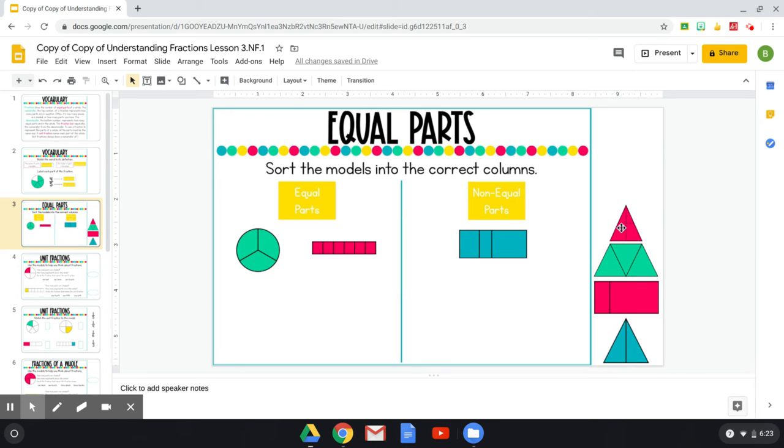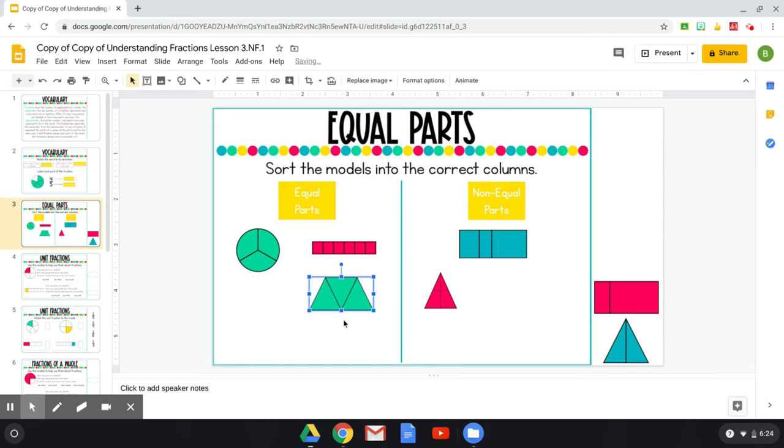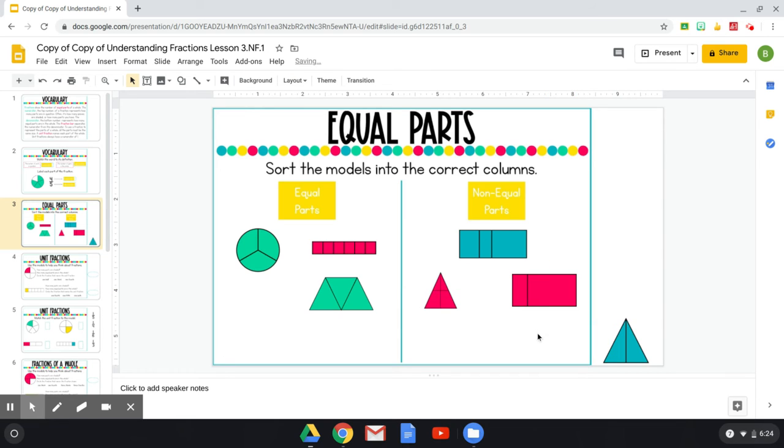Same with this triangle here. The 2 pieces on the bottom are much bigger than the pieces on top. This trapezoid is equal with 3 nice triangles. This rectangle is not equal. One side is much bigger than the other, or 1/2 of the sides. And this triangle is nice and equally split in half.